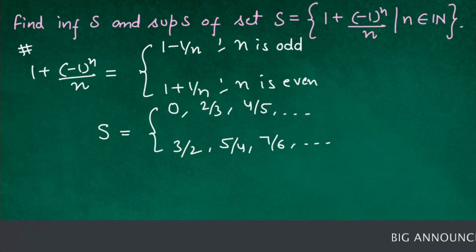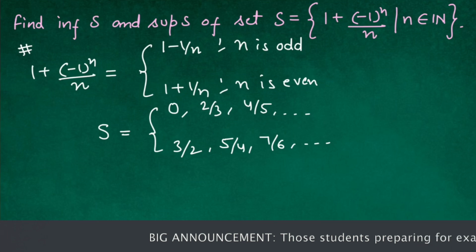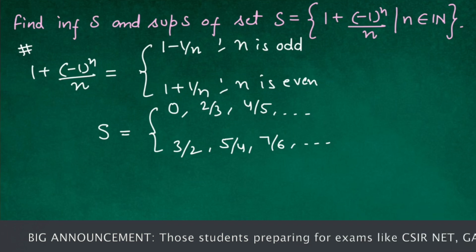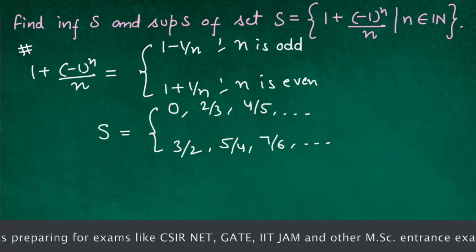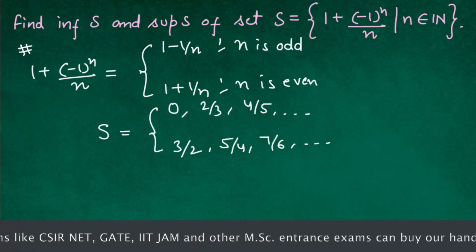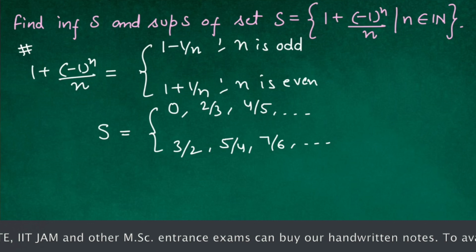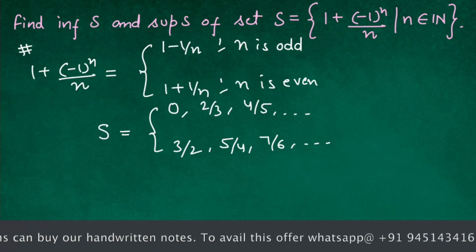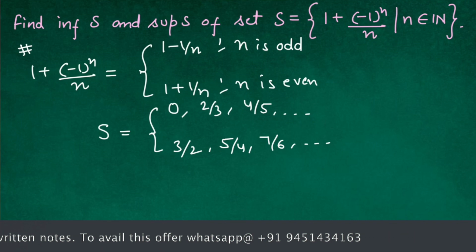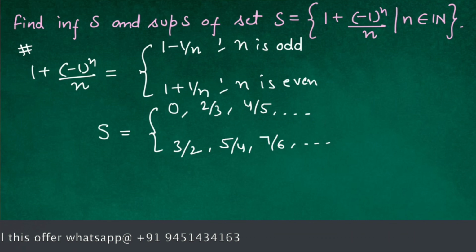On seeing these elements, from our intuition we can say that 0 is infimum and 3 by 2 is supremum, because from all these members we can see 0 is the lowest and 3 by 2 is the greatest. So it is our intuition that 0 is infimum and 3 by 2 is supremum. So let's prove our intuition.